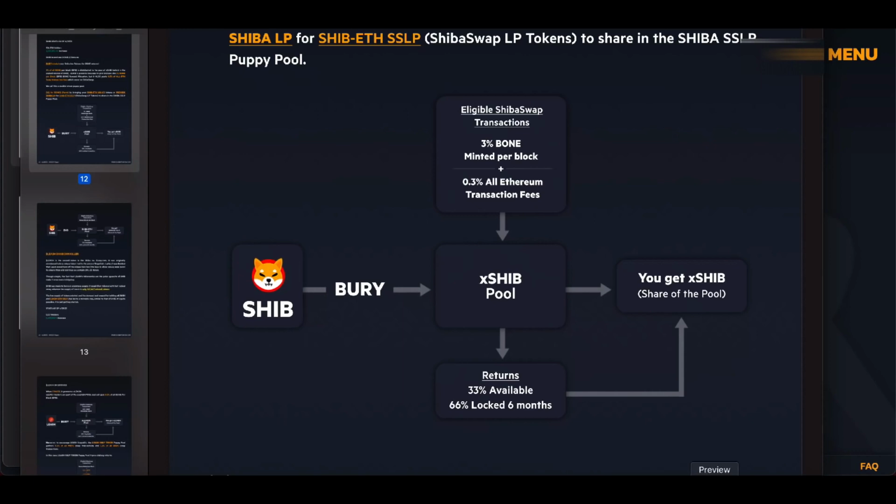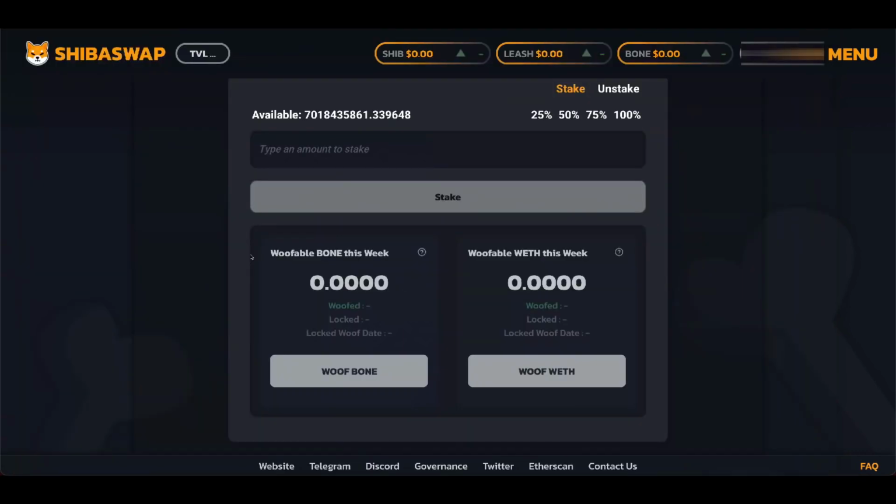If we go back over here, it all makes more sense now. We've learned that you'll get 3% of all Bone minted per block, and we'll also get 0.3% of all Ethereum swap transactions. Keep in mind, you'll get 33% of it, as you'll see over here. Your woofed Bone will be released weekly for the next 6 months. Unclaimed amounts will continue to accrue onto next week. 33% will be available readily, and the rest, the 66%, will be locked for 6 months. However, you'll be rewarded weekly.